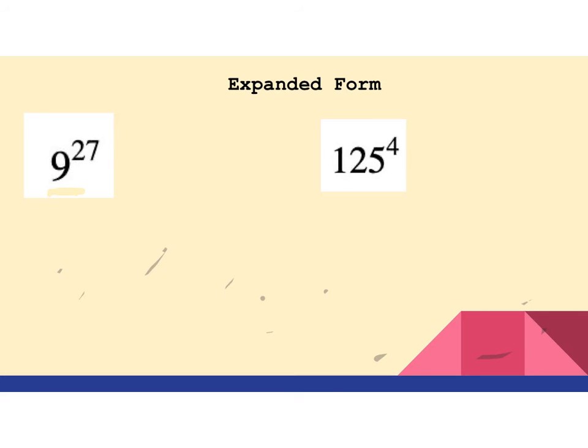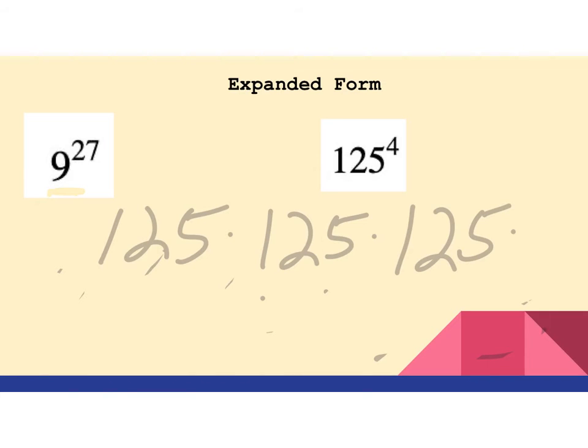But here, just for the basic understanding of what we're doing, 125 to the fourth power. That's the same as 125 times 125 times 125 times 125. We have it once, twice, 3, 4 times. That's how many times the base is being multiplied by itself. Okay?